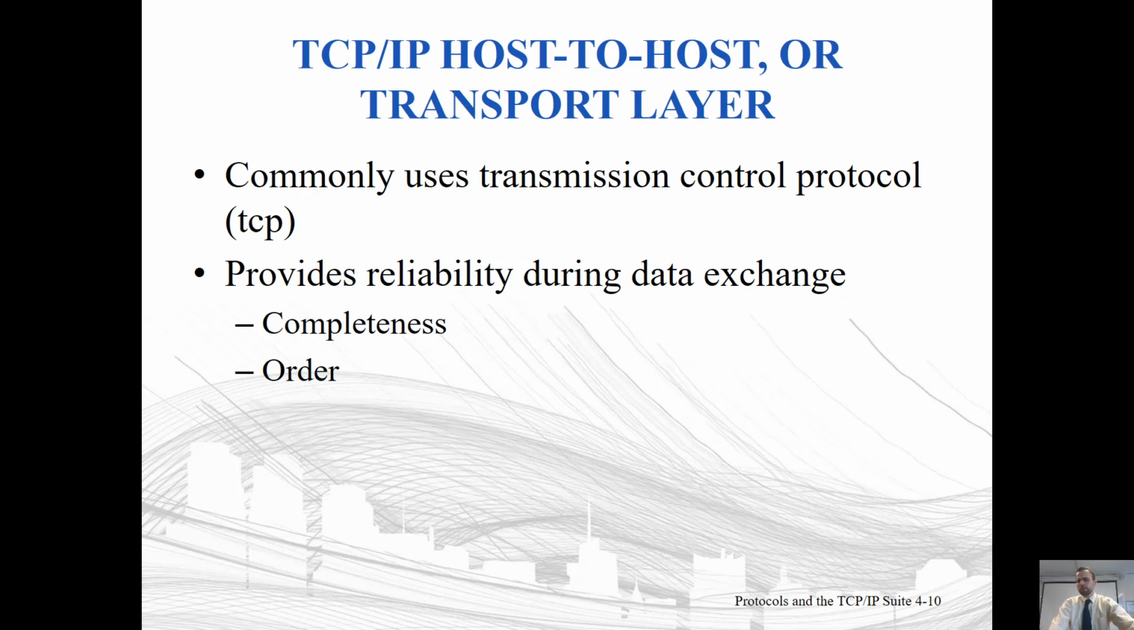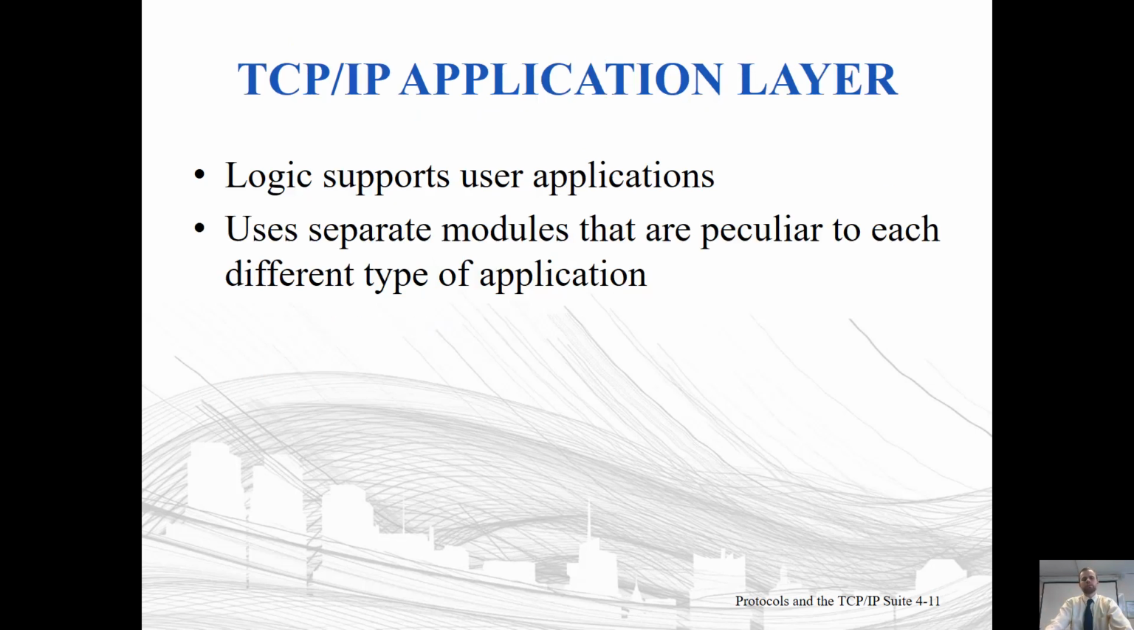Then you have the transport layer, also called the host-to-host layer of the TCP/IP architecture, and this commonly uses Transmission Control Protocol, which is what TCP stands for, and it provides reliability during data exchange. We often talk about the integrity of data, so it ensures that the data being transmitted between various networks is transmitted reliably. That means completeness and that the order is correct, so it's concerned with sequencing. Just think of transporting data from point A to point B: transport layer, or host-to-host layer.